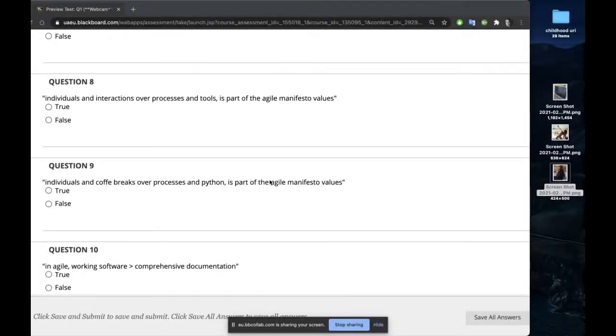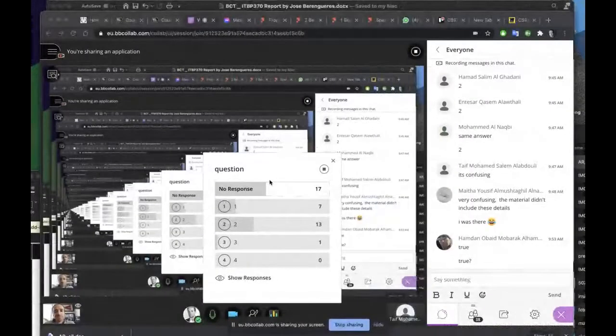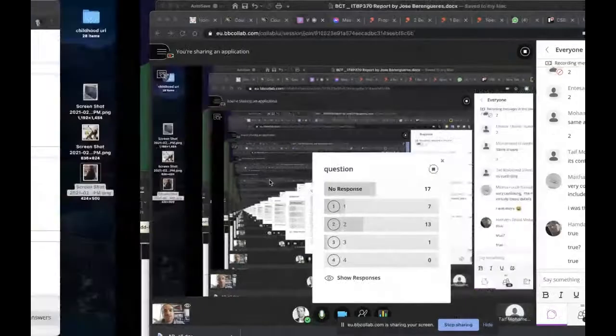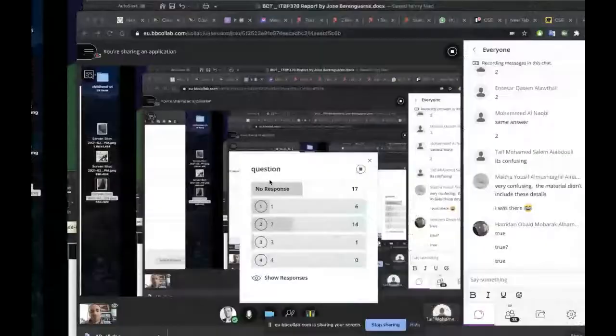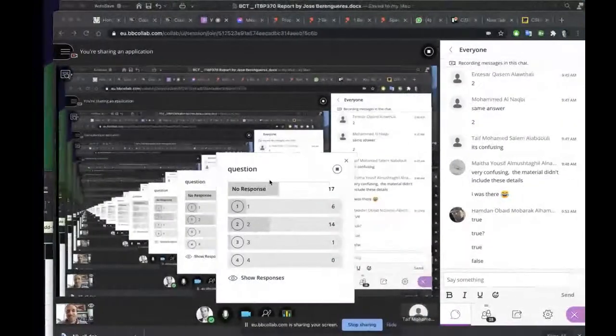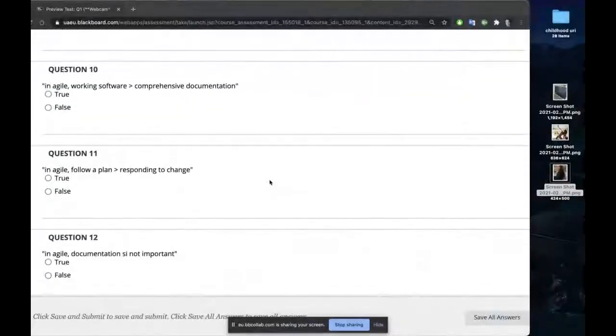Individuals and interactions over processes and tools is part of the Agile manifesto values. True or false? True, very good. Individuals and coffee breaks over processes and Python is part of the manifesto values. No, it's not true. In Agile, working software is more important than documentation.